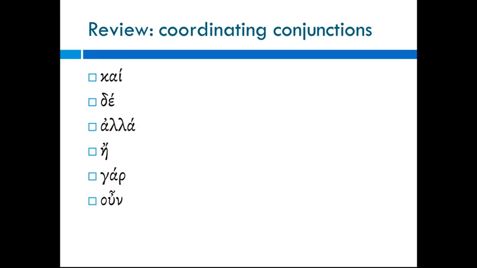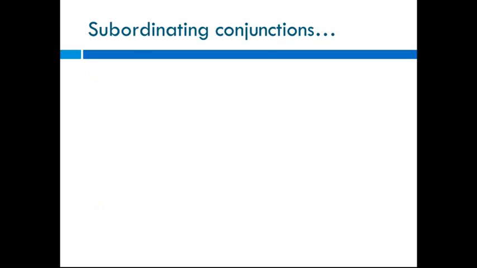Coordinating means it joins two things of a similar grammatical weight. A word and a word, or a phrase and a phrase, or a clause and a clause, where they're on equal status. Subordinating conjunctions, on the other hand, don't introduce something that can stand on its own, but they in some way qualify the main verb of a clause of a sentence. So here are some subordinating conjunctions. These are very rich in meaning, things to be learned.